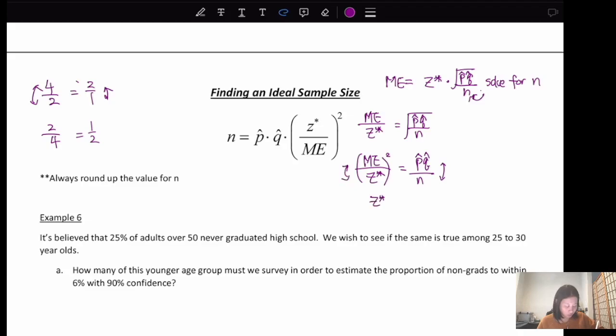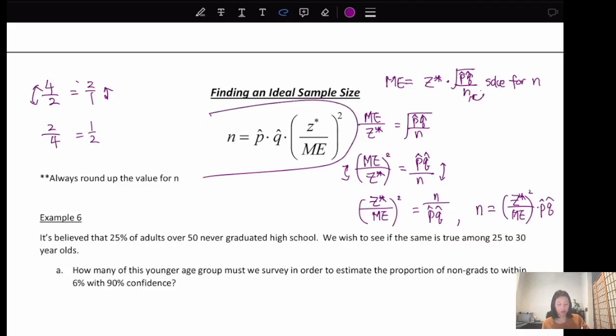I have the z-score divided by margin of error, squared, equals n over p hat q hat. Now, p hat and q hat are in the denominator. To solve that, we can multiply by p hat and q hat on both sides. So our n equals z star over margin of error, squared, times p hat q hat. So that's where the formula comes from.